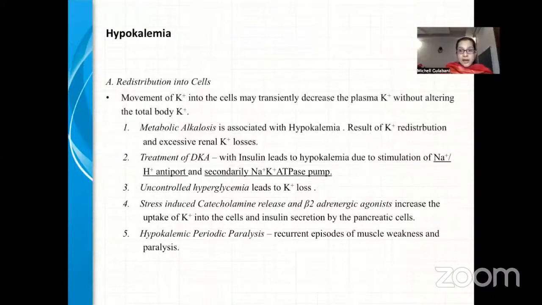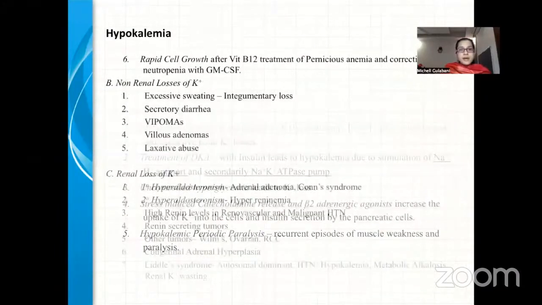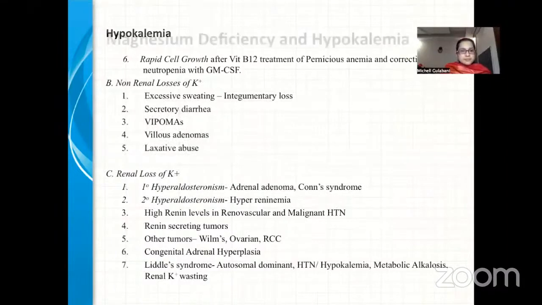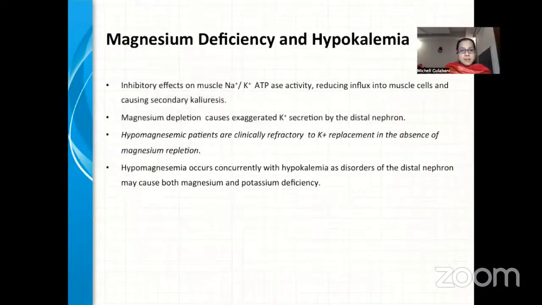Redistribution into the cells: metabolic alkalosis, as we know, is a common cause for this. And treatment of DKA with insulin results in hypokalemia. Then stress-induced catecholamine release and beta-2 adrenergic agonists also cause redistribution to the cells and hypokalemia. Magnesium deficiency and hypokalemia: as we have said, with refractory hypokalemia, we must think of hypomagnesemia, because with hypomagnesemia, the distal nephron may lose both magnesium and potassium.